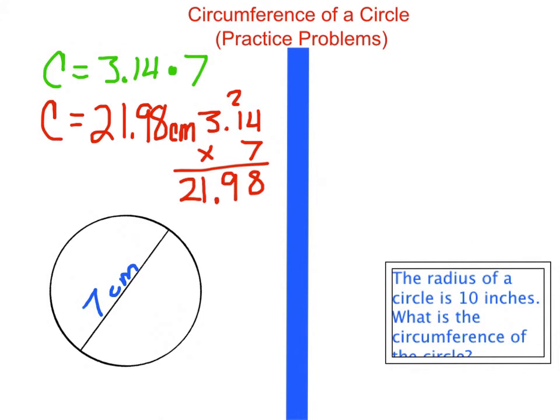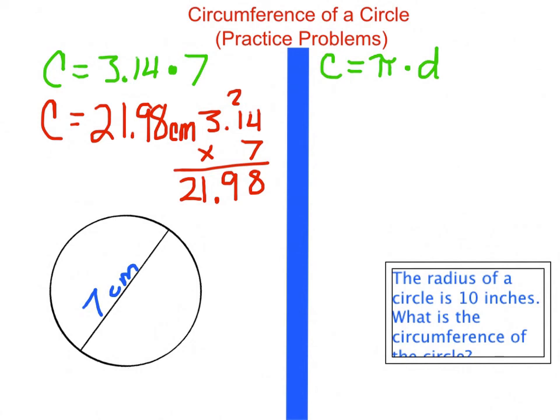Alright, so for the problem on the right, this one is a little bit different. This time, if we read the problem carefully, which hopefully you all did, this says the radius of a circle is 10 inches, which means if we're going to use our formula of circumference is equal to pi times diameter, we need to figure out what the diameter is based off of the radius. And remember that the diameter is the radius times 2. The radius is halfway across the circle. The diameter goes the entire distance. So 10 inches for the radius, which would mean if I want the diameter, it's double that. So it's actually 20 inches.